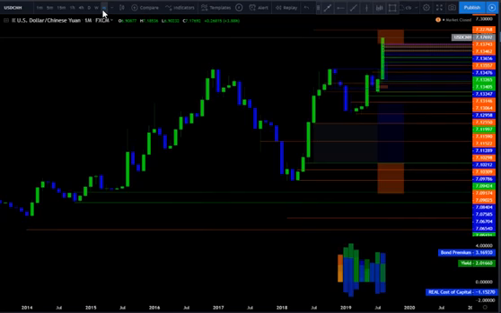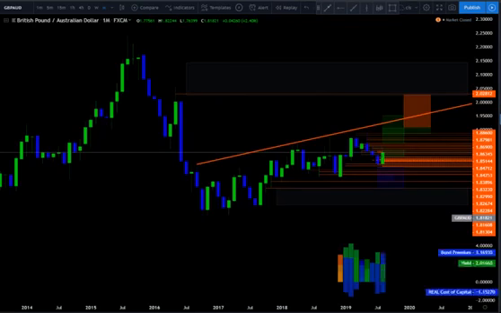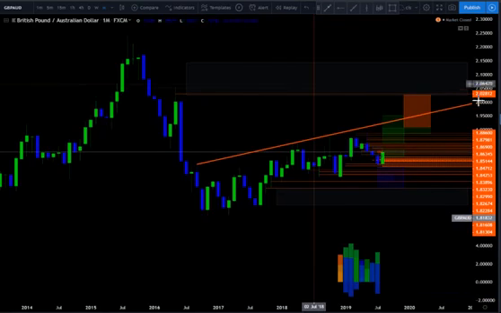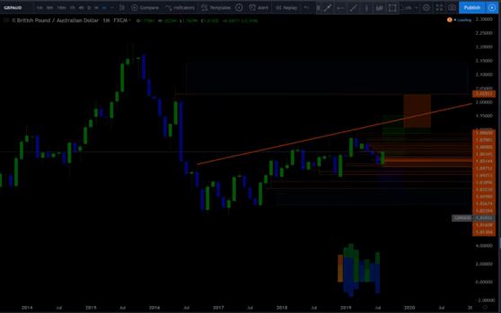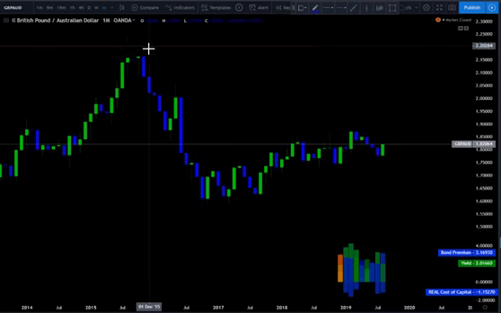Now what I'm going to do is I'm going to pull up the Great British Pound Australian dollar, and I'm going to spend roughly about 10 minutes on this trade. And I'm going to look at just our pro trading levels, and I'm going to identify those based on the color scheme condition.